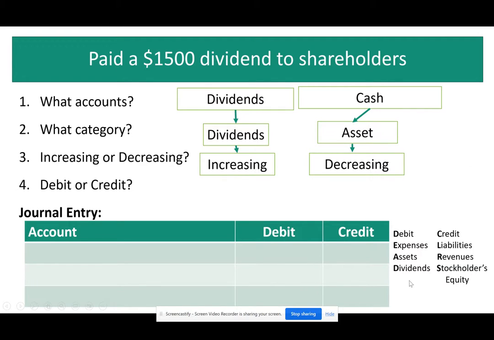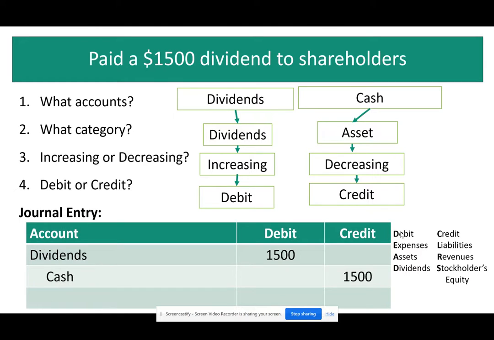Dividends is the bottom D in our debit colors, so when dividends increases, it gets a debit. Cash is right here under my debit colors, right in my assets, but since it's decreasing, we do the opposite, so it gets a credit. So our journal entry here is a debit to dividends for $1,500 and a credit to cash.